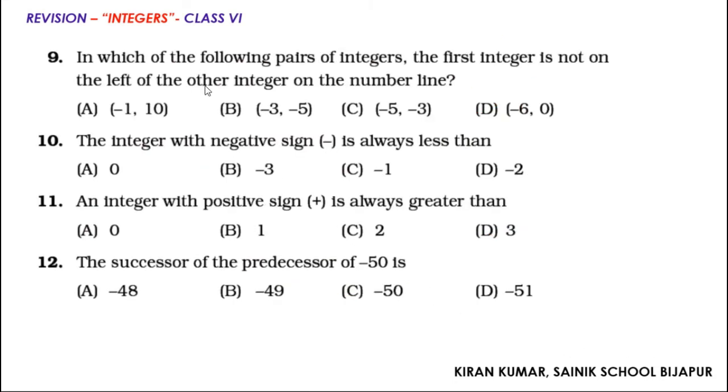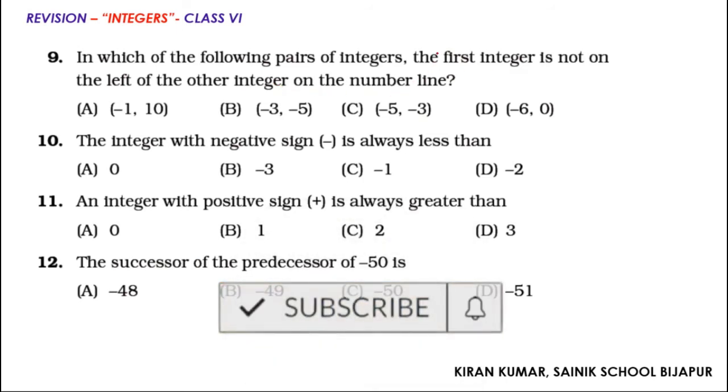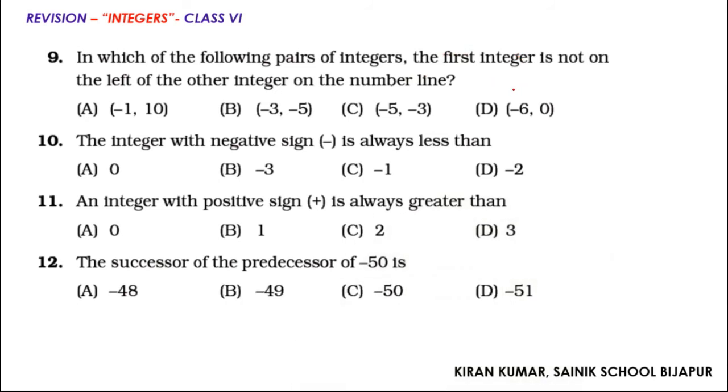Question 9. In which of the following pairs of integers the first integer is not on the left of the other integer on the number line? For that, you need to understand the number line. If you think of the number line, you will come to know that in the pair -3, -5, the first integer is not towards the left, it is towards the right. So option B is the right answer for this statement.